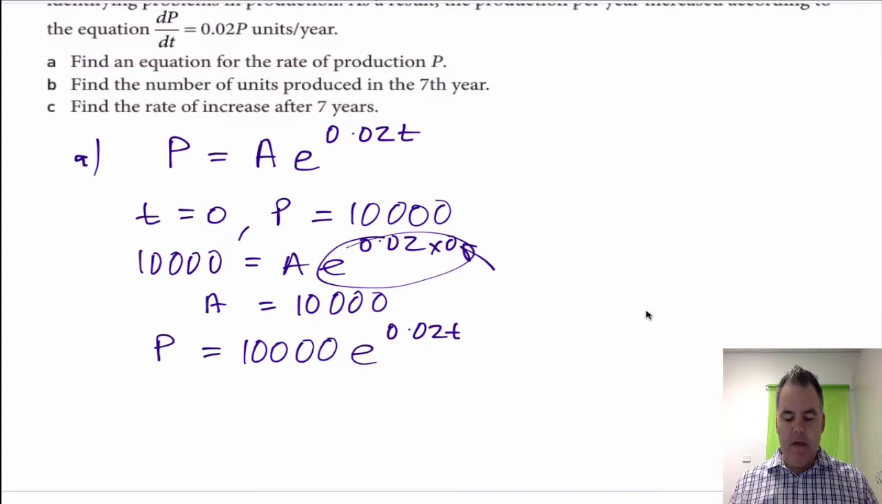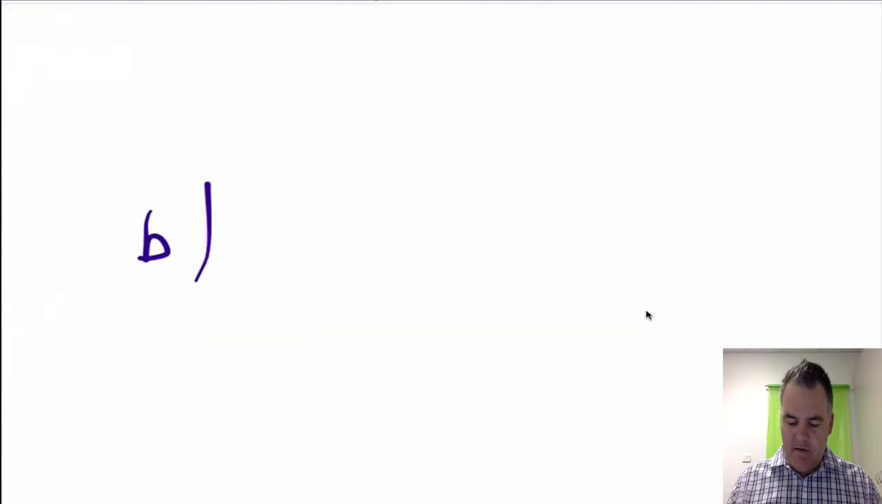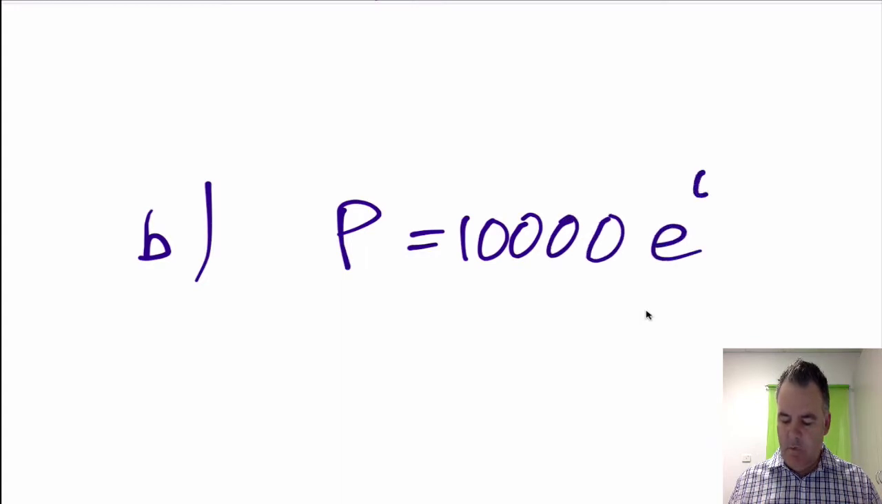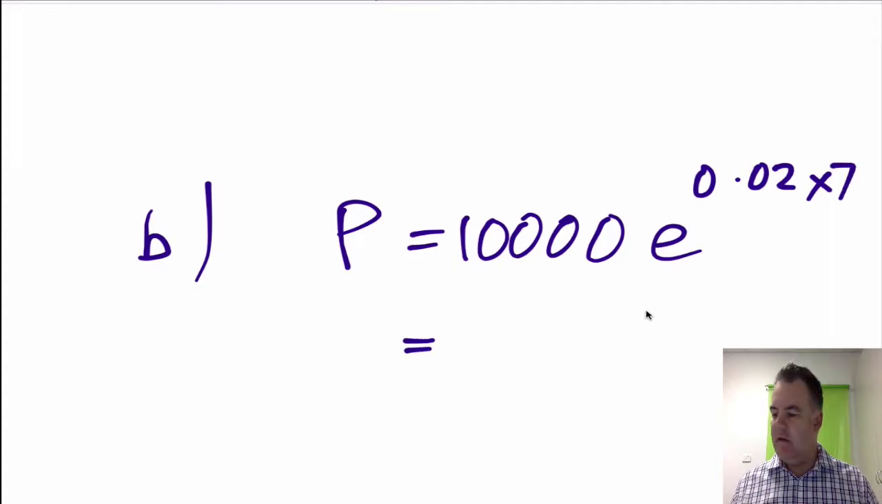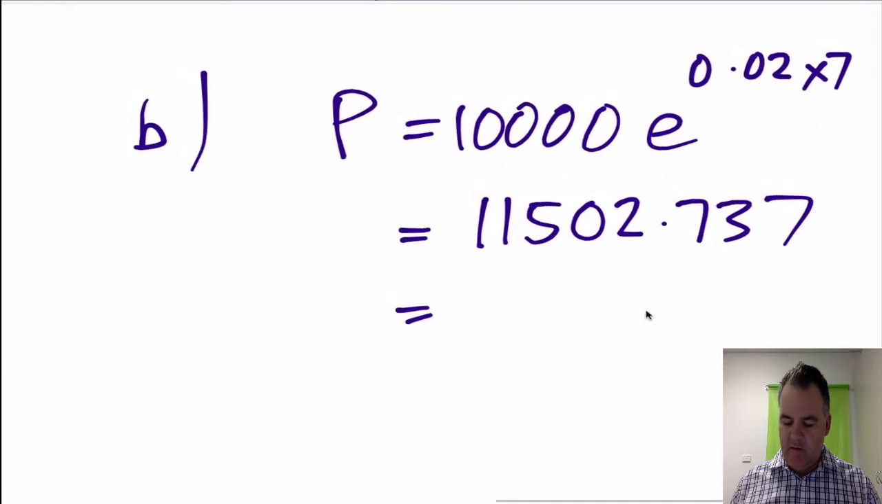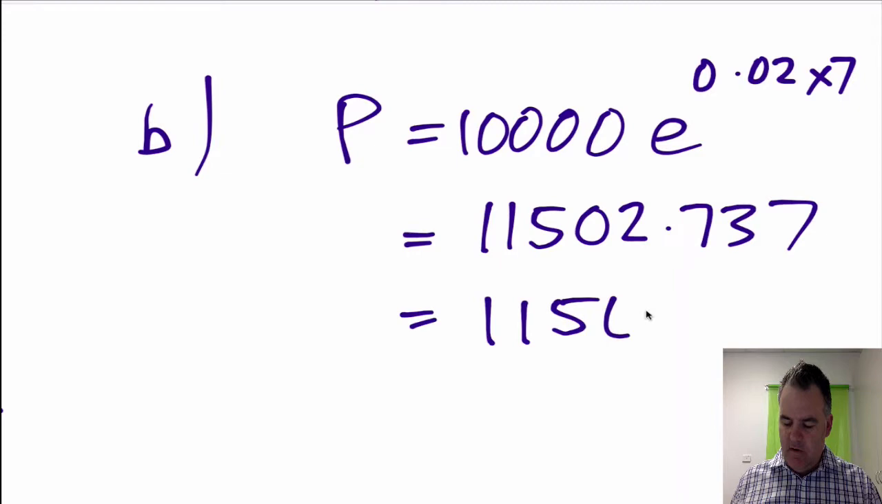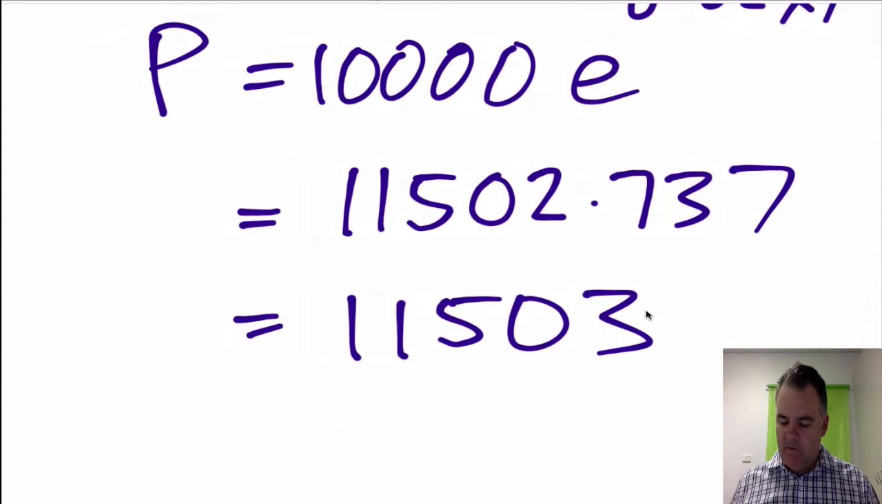Find the number of units produced in the 7th year. Now we can just get our calculator out and say the number of units is 10,000 e to the 0.02 times 7. And that works out to be 11,502.737, which we would never write as an answer because it's asking for the number of units, not something like area, height or weight, which is continuous. This is an exact number. So we'd say 11,503 units for our answer.